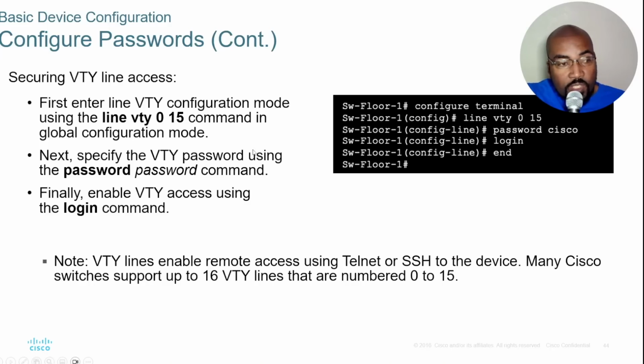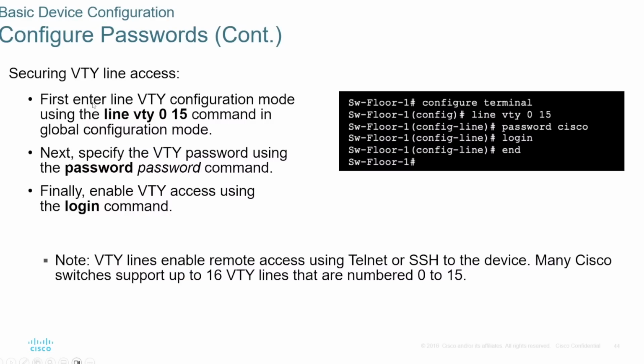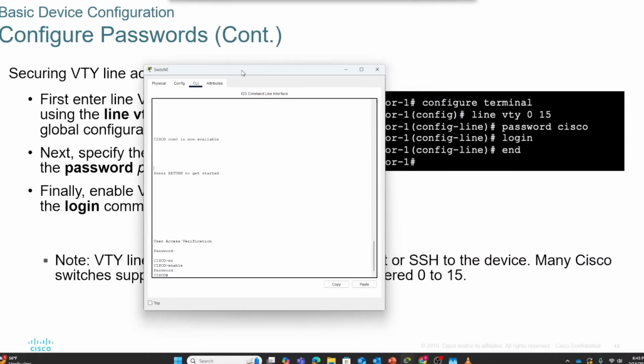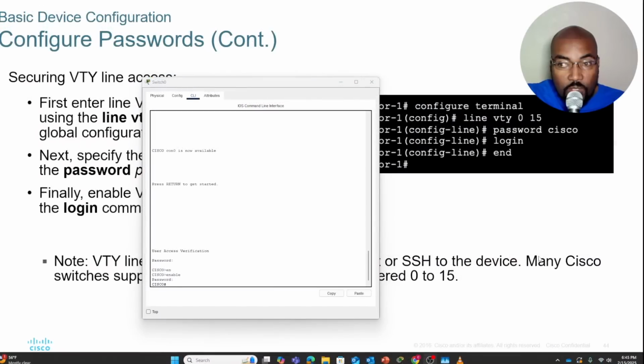So in this example, first you're going to enter the VTY lines configuration mode using line VTY 0 through 15. The command is in global config mode. Specify your password. And finally, you want to enable this as a login, right? You want to be able to log this in. Very important. So let's take a look at this in real action here. Let's see how this looks here.